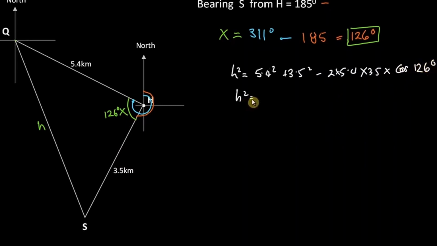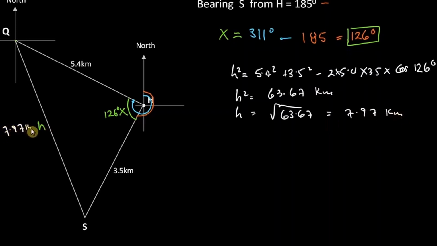So H squared is equal to 63.67 kilometers, and H is then the square root of 63.67, which is equal to 7.97 kilometers. So let's just put that in here. H is equal to 7.97 kilometers. Okay, so now that we have H, our final task is to find the bearing S from Q.